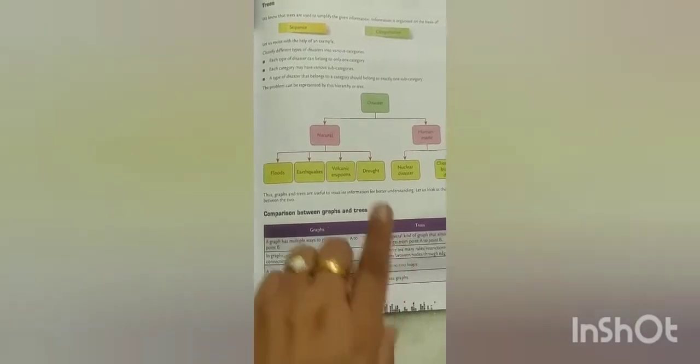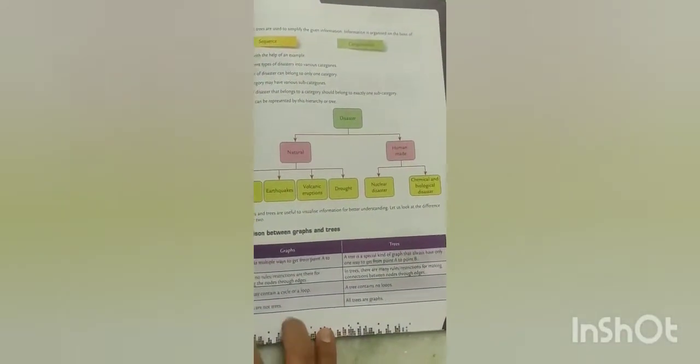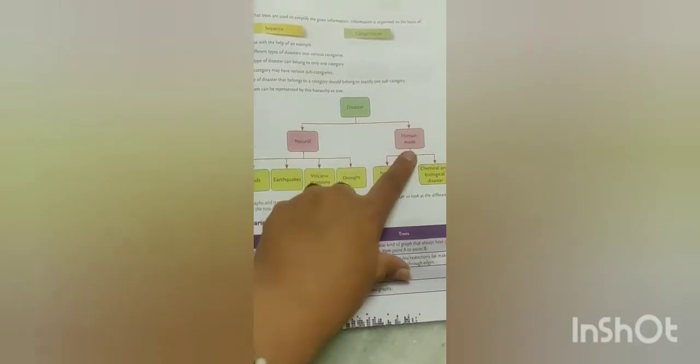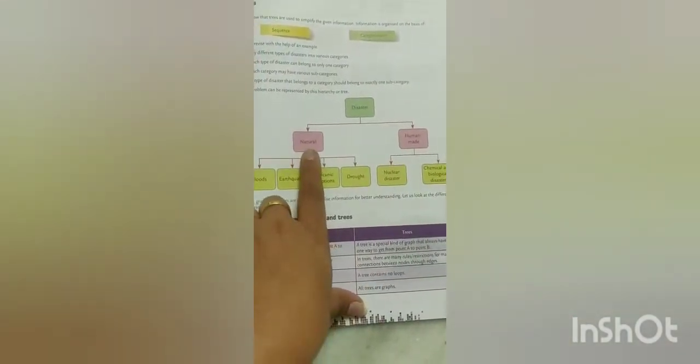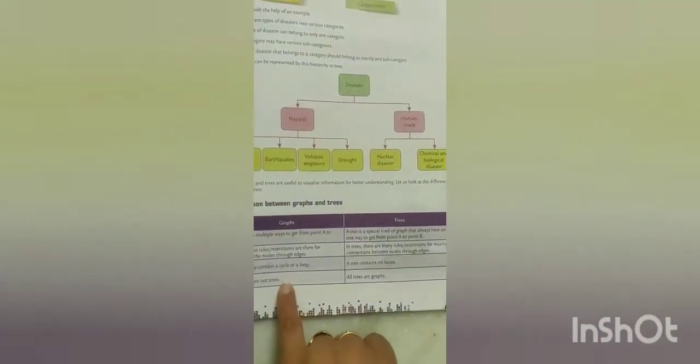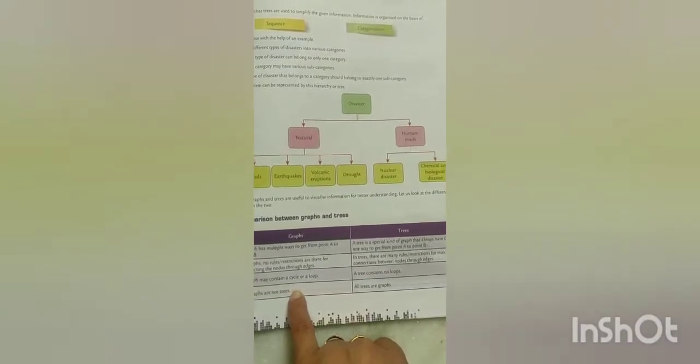So here they have given you an example. Let's suppose we have to draw a tree diagram for types of disasters. So we can see the main root node is disaster. Disaster can further be classified into two categories, that is natural disaster and human made disaster. Further, natural disasters can be of four types: floods, earthquakes, volcanic eruptions and drought. And human made disasters can be of two types: nuclear disasters and chemical and biological disaster. So just with this example you can very clearly see how a tree structure is made.